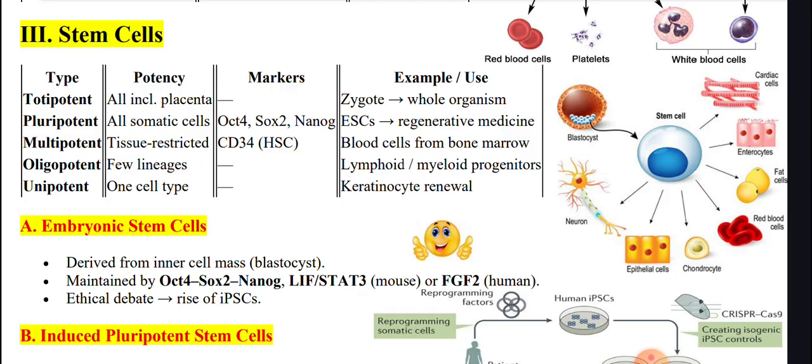Pluripotent. Pluri meaning many. Like embryonic stem cells. Exactly. Embryonic stem cells, ESCs, derived from the inner cell mass of the blastocyst stage embryo, are the classic example. Pluripotent cells can differentiate into all cell types of the three primary germ layers, ectoderm, mesoderm, and endoderm, which means they can form virtually any cell type in the body proper. But not the placenta. Correct. They cannot form the extra-embryonic tissues like the placenta. So they can't form a complete organism alone, but they have immense potential for generating tissues.